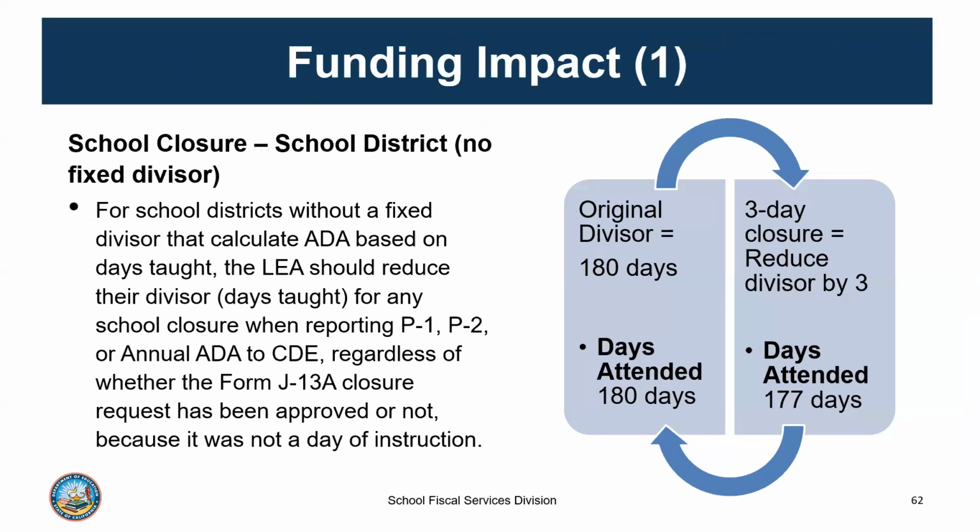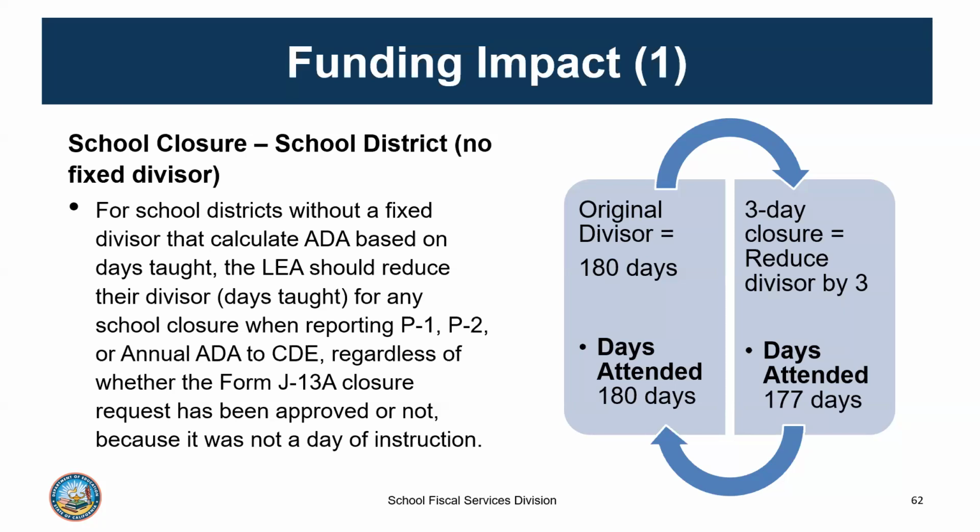The next few slides provide a detailed look at how days of attendance are calculated during school closures and for material decreases in attendance for school districts and then charter schools. Let's begin with school districts. For school districts without a fixed divisor that calculate ADA based on days taught, LEAs will immediately reduce their divisor for any school closure when reporting P1, P2, or annual ADA to CDE, disregarding whether the Form J13A closure request has been approved or not because it was not a day of instruction.